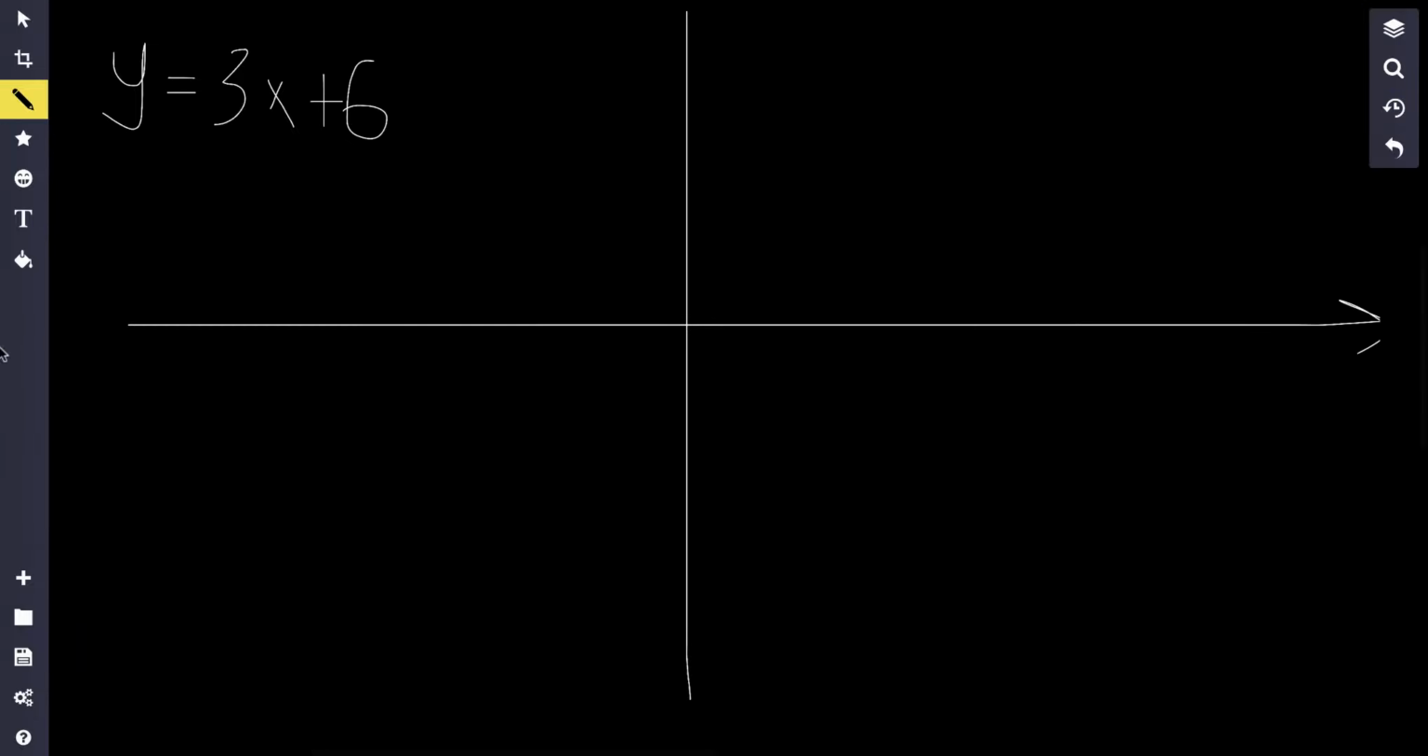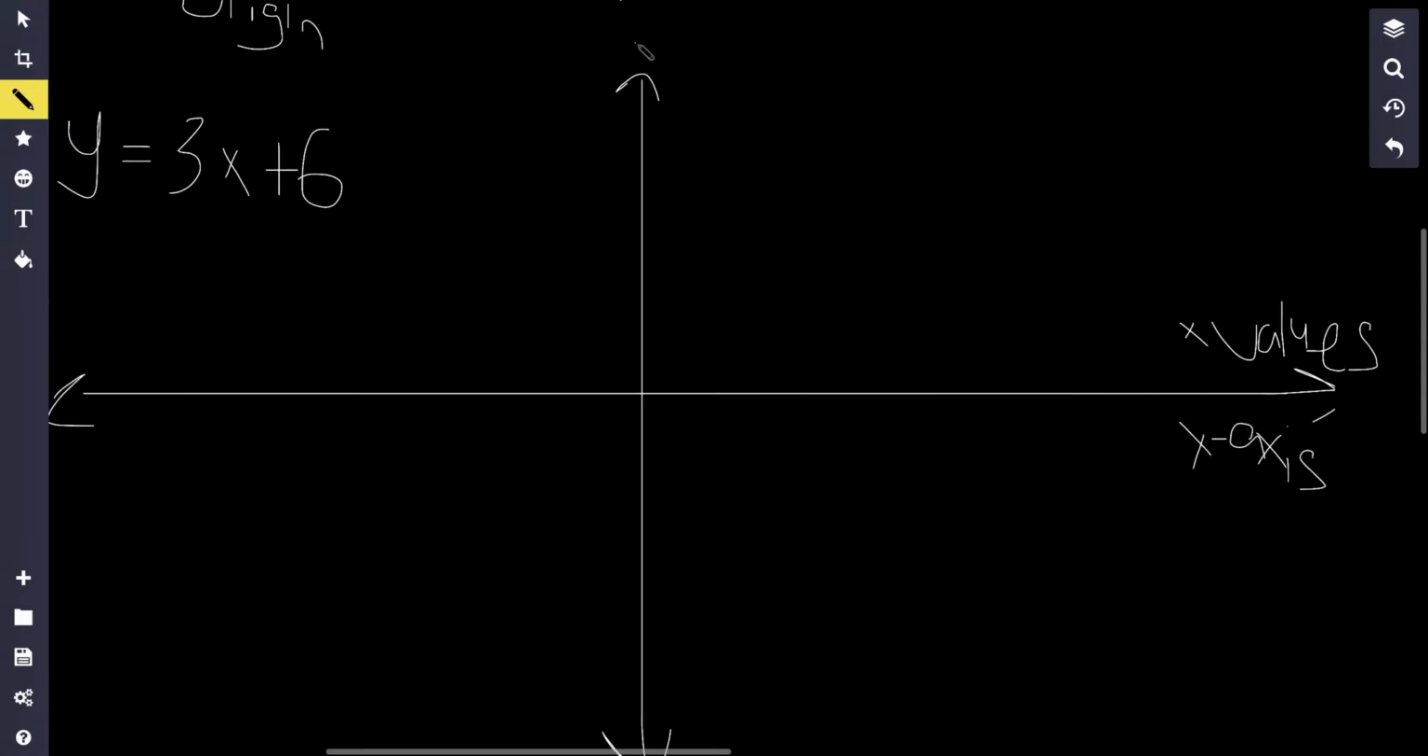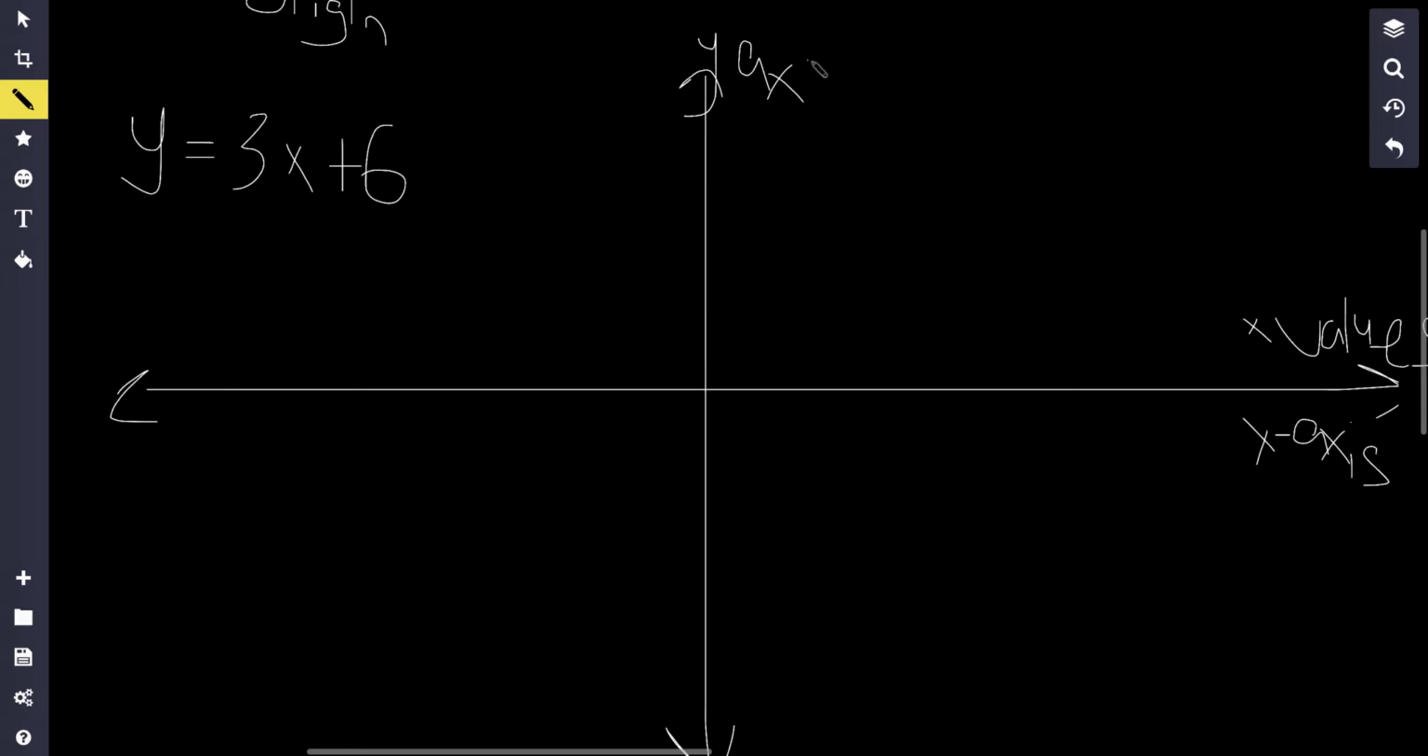Now, let's say I wanted to graph y is equal to 3x plus 6. Now, how do we do this? Once again, this is going to be a relationship between variables. On our x-axis, we are going to have the x values. And on the y-axis, we're going to have our y values.